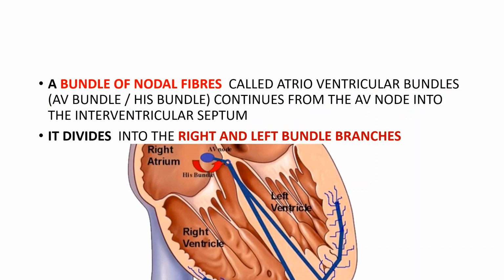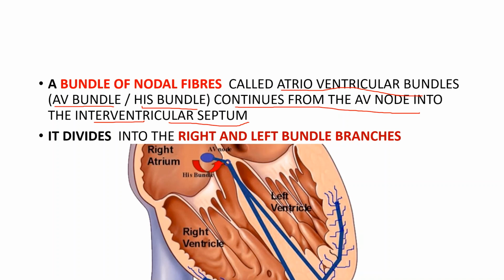See, a bundle of nodal fibers called the atrioventricular bundle, or AV bundle, or bundle of His. The atrioventricular bundle, or bundle of His, runs downwards from the AV node into the interventricular septum. It continues from the AV node into the interventricular septum and into the ventricles.